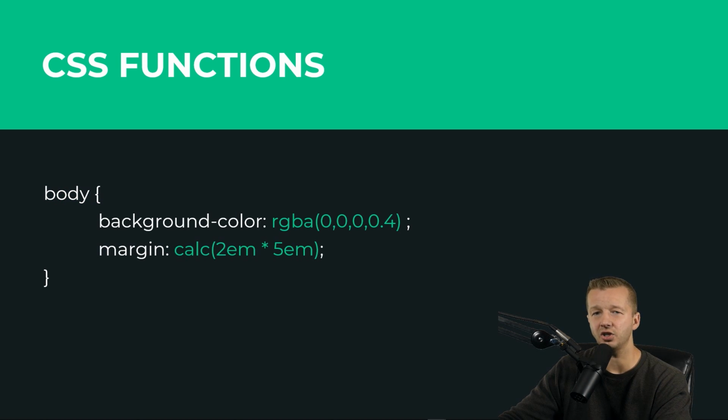Also, CSS has functions. There's about 10 or 11 of them or so. Here's just an example of two of them being used as property values. It's always the function name followed by parentheses, and then depending on how many parameters they accept, you just separate those by commas. This would be suitable for a background color where you're using red, green, blue values along with an alpha value, which means you can make it transparent.